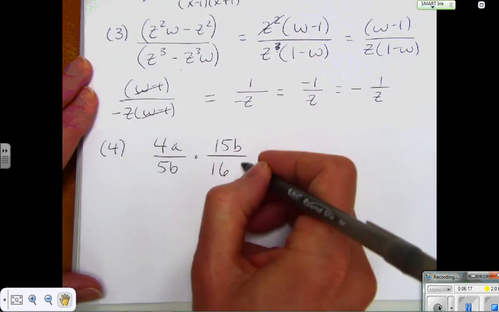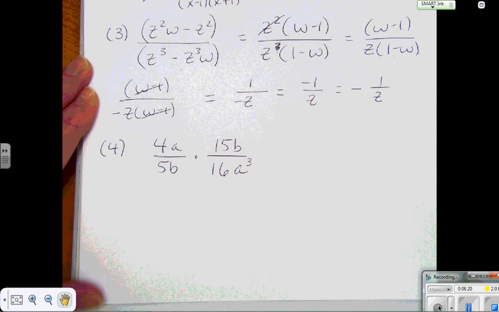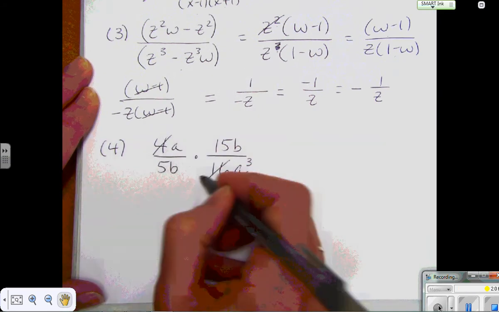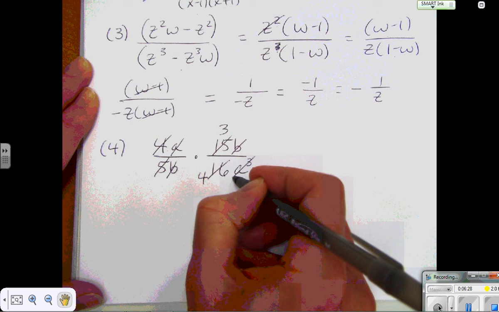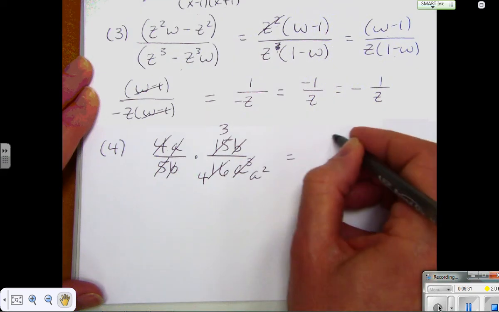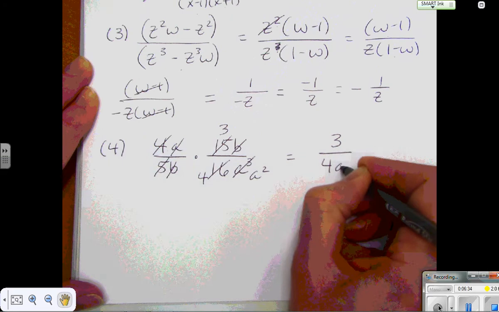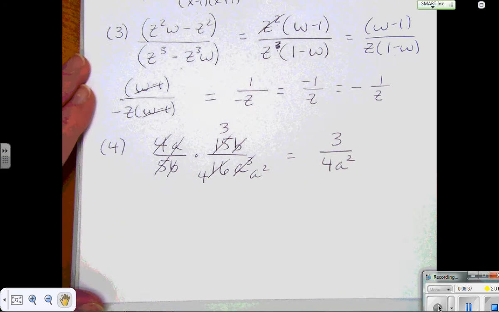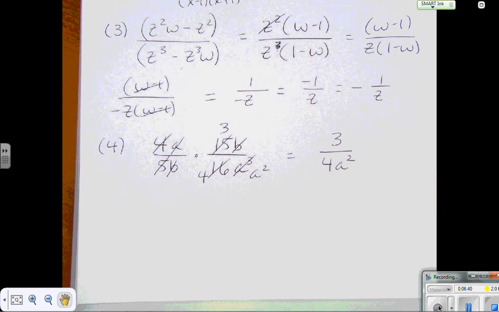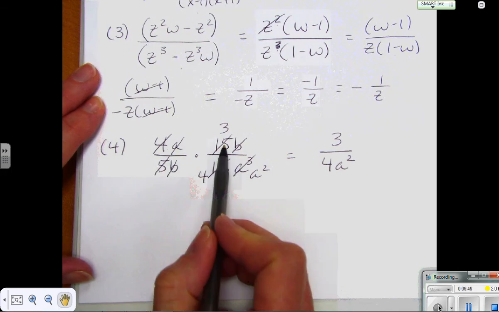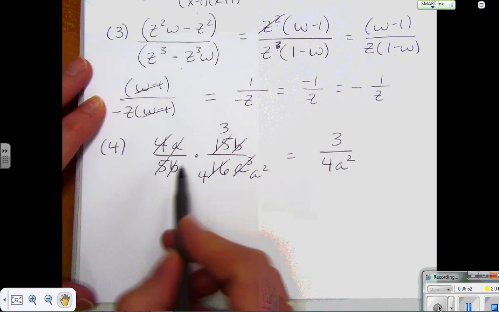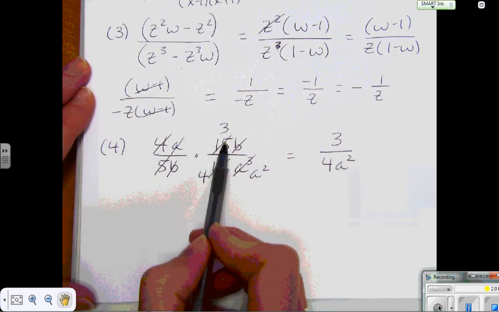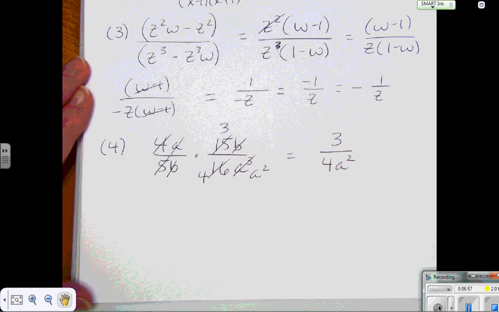And that a is a to the third in the denominator. So I'm winding up with 3 over 4a squared. Okay, so notice we can reduce diagonally. It doesn't have to be just straight up and down, as long as you have something in a denominator that can factor with something in a numerator. Any questions?